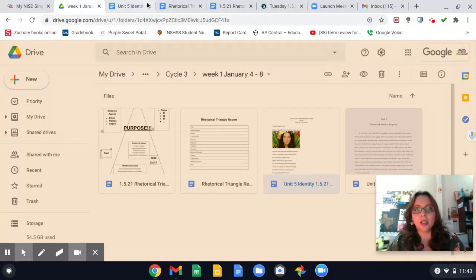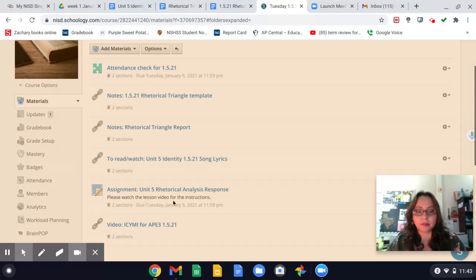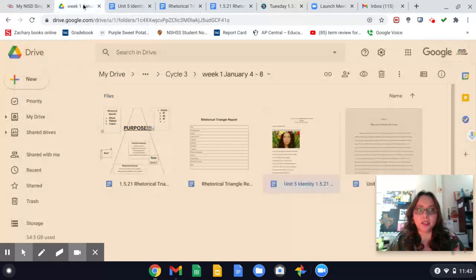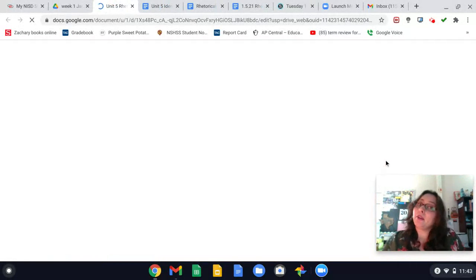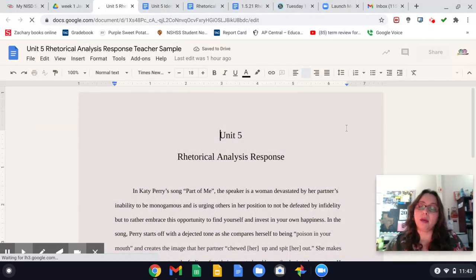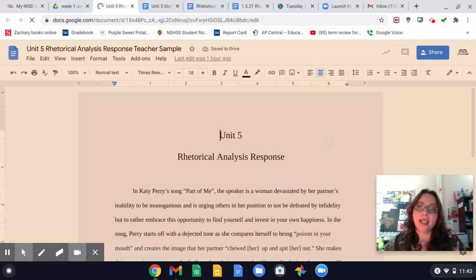So for the assignments, what you're going to do is you're going to read my rhetorical analysis. So what I did is thinking about this rhetorical triangle, thinking about all of these elements that are evident in Part of Me. That's the song that I decided to write on. I just wrote a paragraph. I just kind of put it out there of what I'm seeing so far in the song Part of Me.